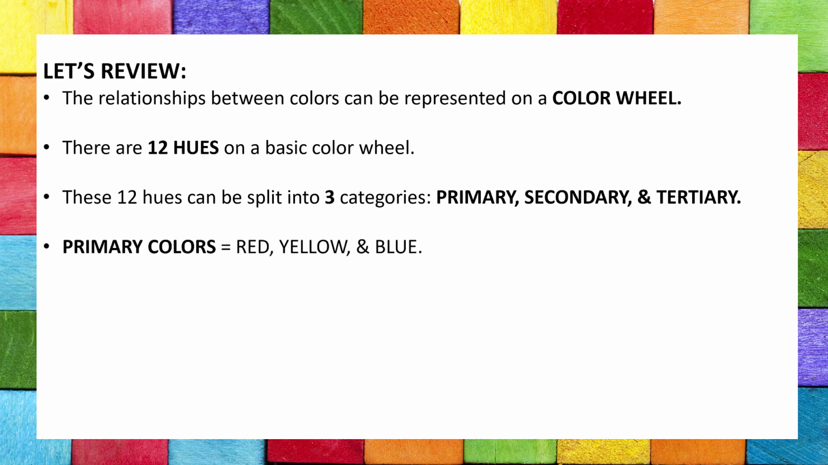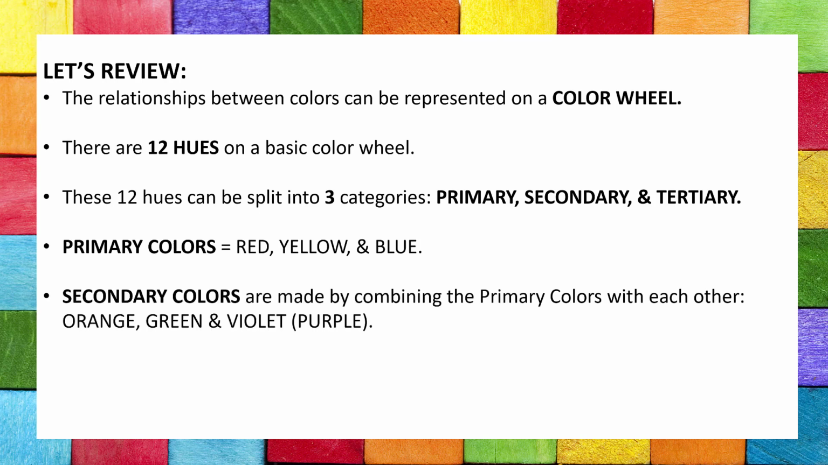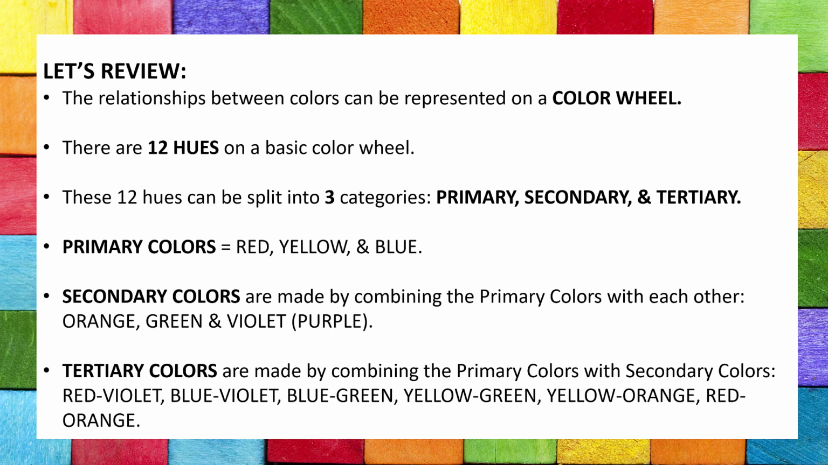The primary colors are red, yellow, and blue. And they're called primary because, why? Because no other colors combined can make those 3 colors. Those are the base colors. The secondary colors are made from combining the primary colors together. And those are orange, green, and violet. And the tertiary colors are made by combining the primary colors with secondary colors. So take a minute to look at that on your screen. You could even do a screenshot if you want to remember that.